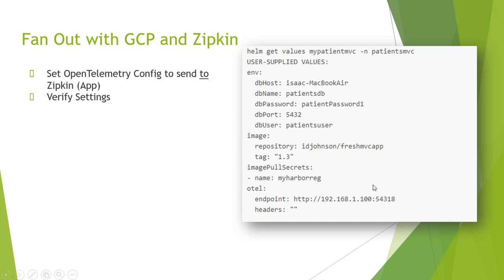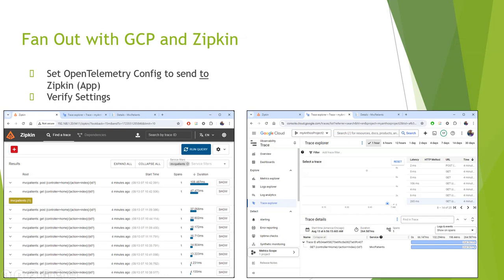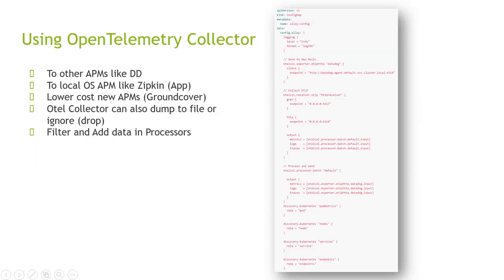Note, I didn't have to change my Helm chart. I'm still going to the same collector. I'm just modifying my collector at this point. And now I can see that I get Zipkin traces and Google Cloud traces at exactly the same time. And what I want to point out is this becomes really handy if maybe we're trying to migrate away from Datadog into New Relic. This would be a way we could do it.